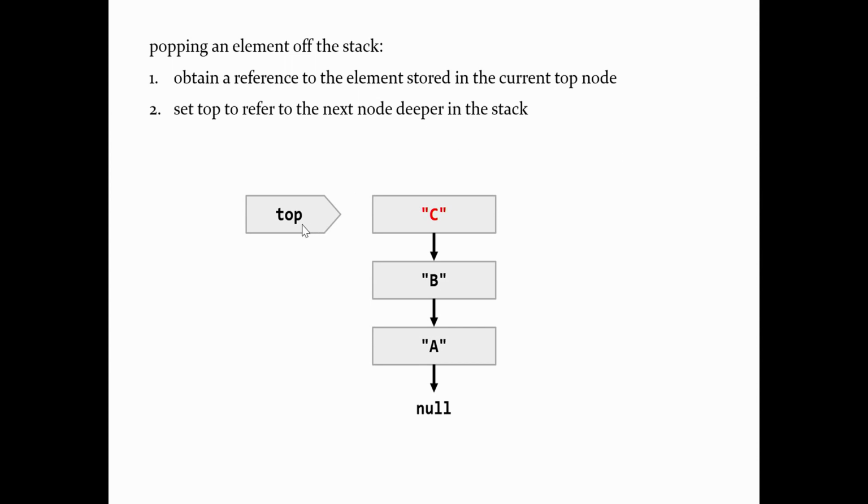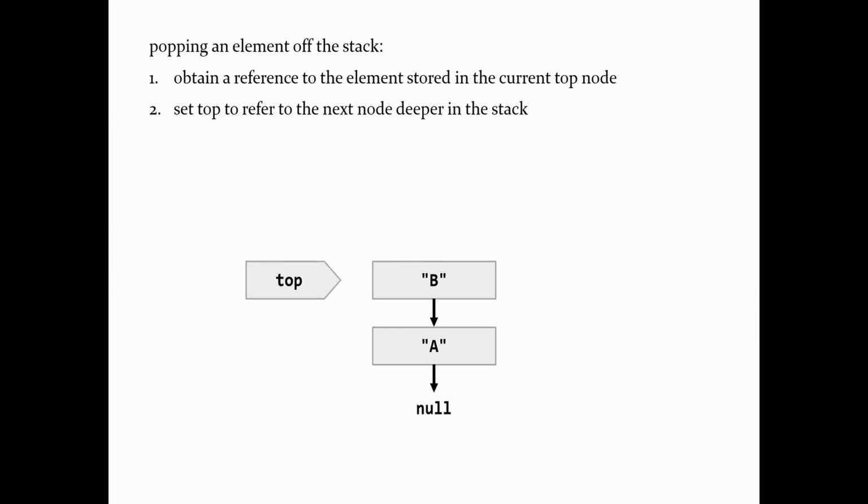Well, I'm just going to take top, and I'm going to make it point at the next node in the sequence. So I'm going to make it point at the B. Now, how am I going to do that? Because top currently refers to this node. But that node has a link. It has a reference to the next node in the sequence. So I can just make top be equal to that reference, whatever that arrow is indicating. And that adjusts top so that it now points at B.